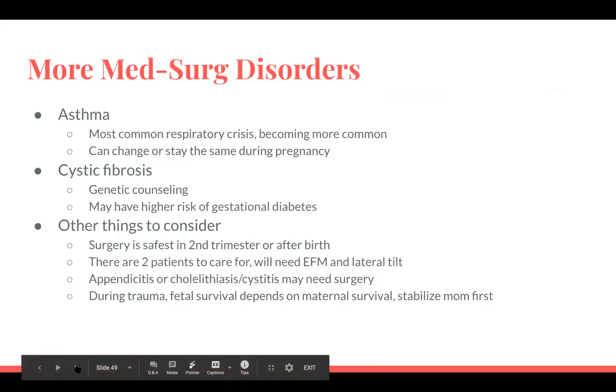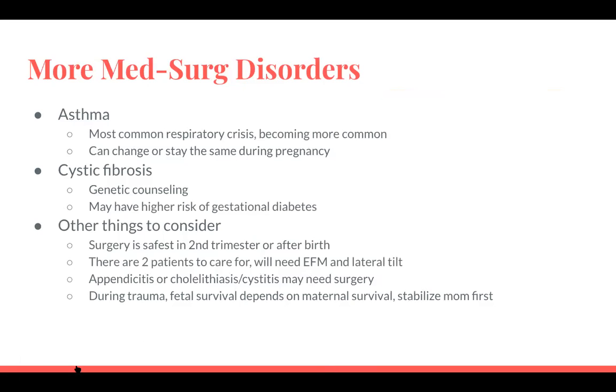All right, so asthma. That's the most common respiratory crisis, and it's becoming more and more common. That can change or stay the same during pregnancy. Cystic fibrosis, genetic counseling. That's a main thing you need to know. And they may have a higher risk of gestational diabetes, and there's a higher chance of the baby having cystic fibrosis if they're carriers. Other things to consider: surgery is safest in the second trimester or after birth.